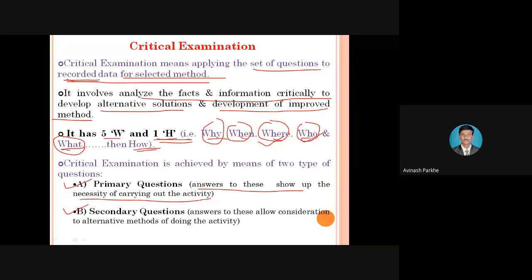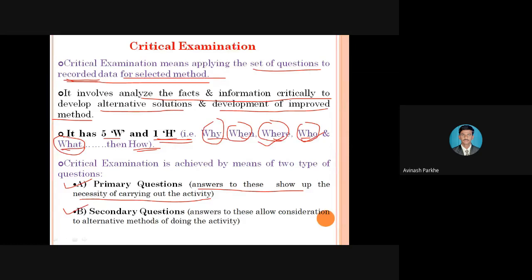Why do we have to go for the modification? If I have selected any method for the modification purpose, why do I have to go for the modification? Who is doing the modification? When will the modification be carried out? Which type of modifications do I have to do? So such types of simple questions will be asked in the primary questions.